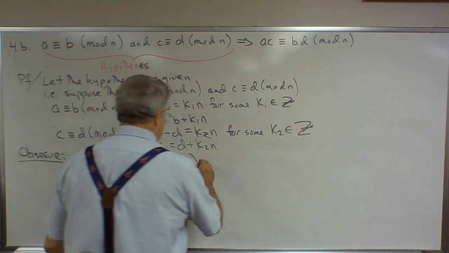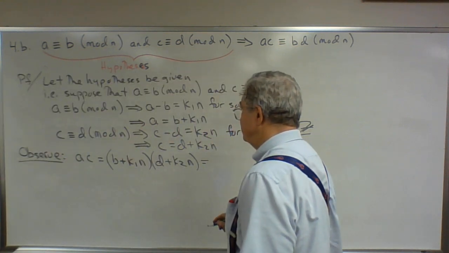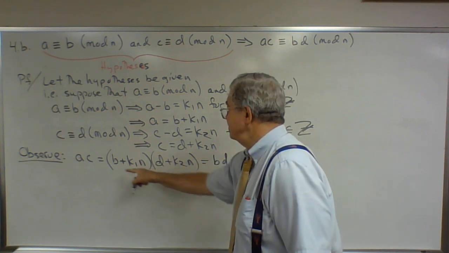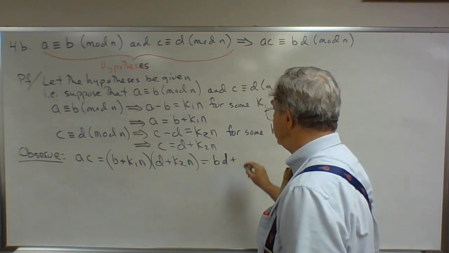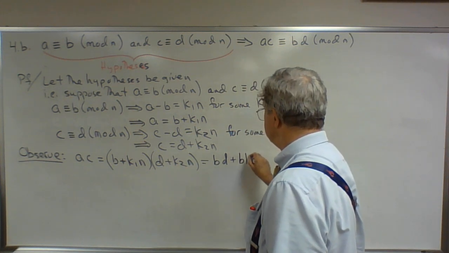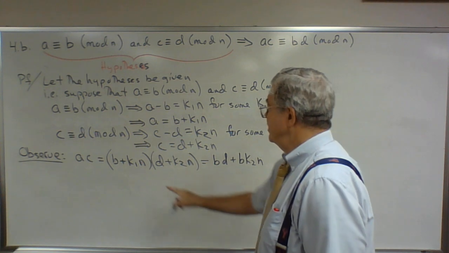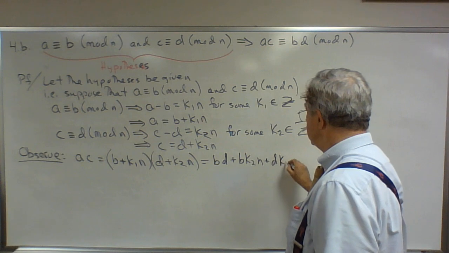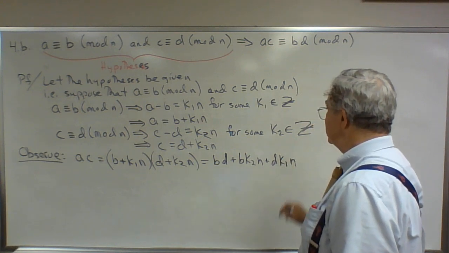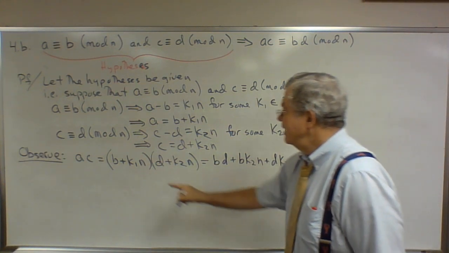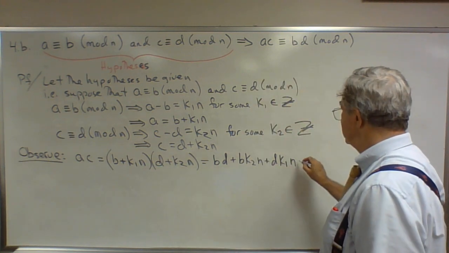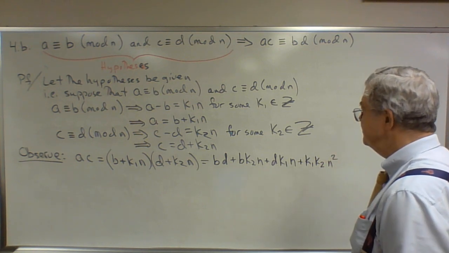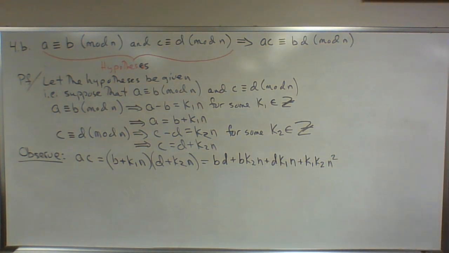And I'll just multiply this out. Let's see, I get BD plus B times K2n plus K1n times D. I'll write that as D K1n. And K1n times K2n, I'll write that as K1 K2 n squared.